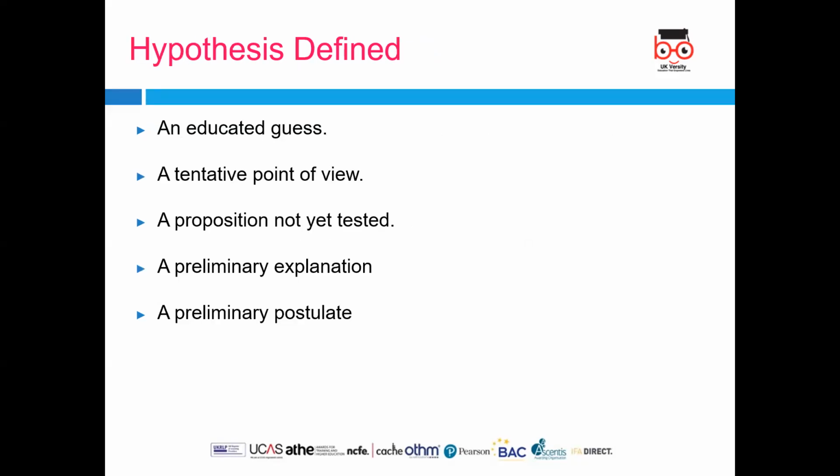When you go through different textbooks, you can find different definitions of a hypothesis. It can be an educated guess. It can be a tentative point of view. It can be a proposition that is not yet tested. There are different definitions of hypothesis available in the academic literature. Or it can be a preliminary explanation, or a preliminary postulate. These are the different definitions which have been provided by academicians.